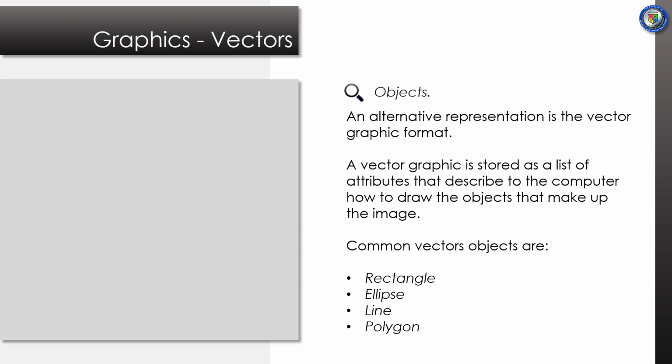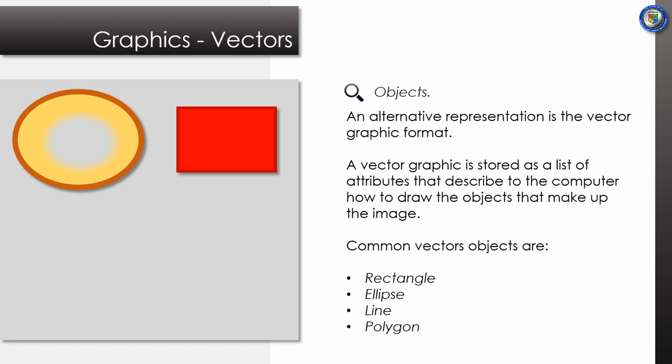The second type of graphic we will talk about today are vector graphics. Vector graphics are stored differently from bitmap graphics. Vector graphics are stored as a list of attributes that describe to the computer how to redraw the objects that make up the image. The common vector objects you need to know about are rectangles, ellipse, line, and polygon.